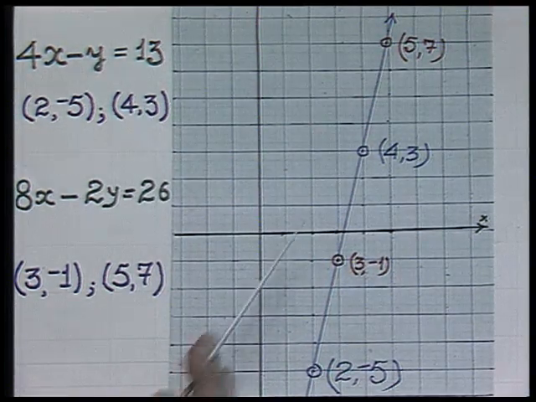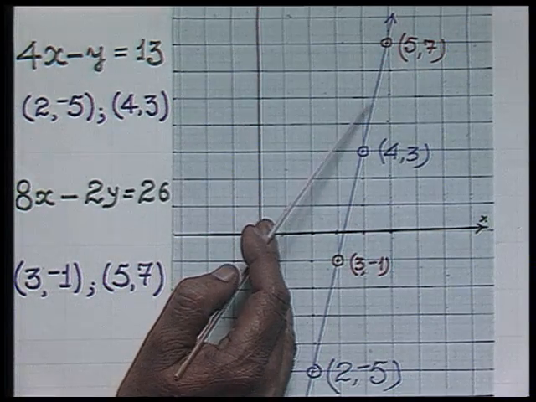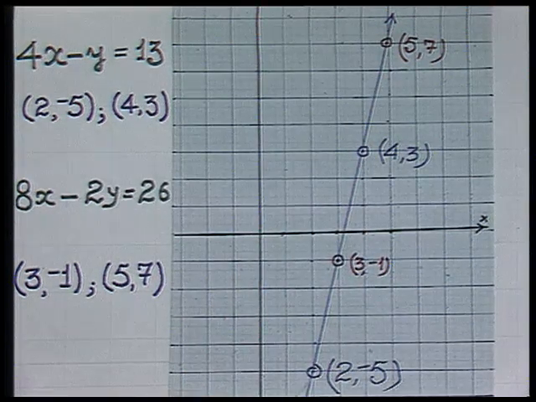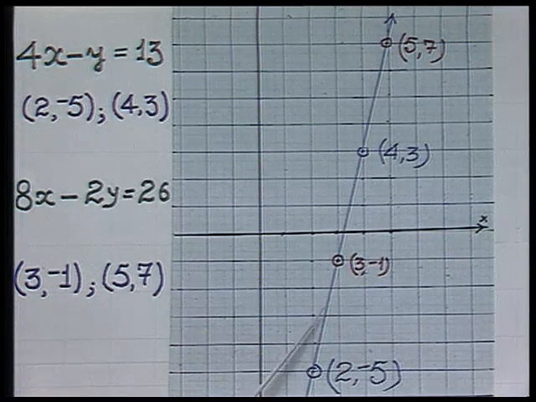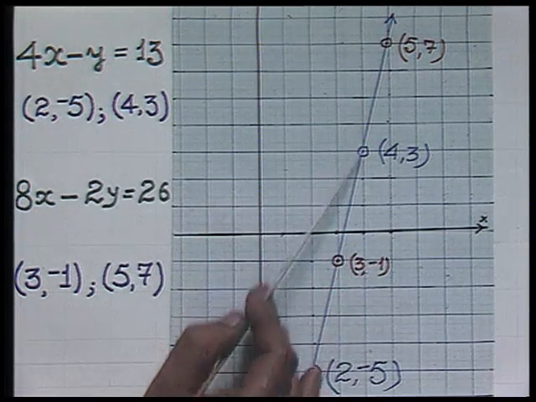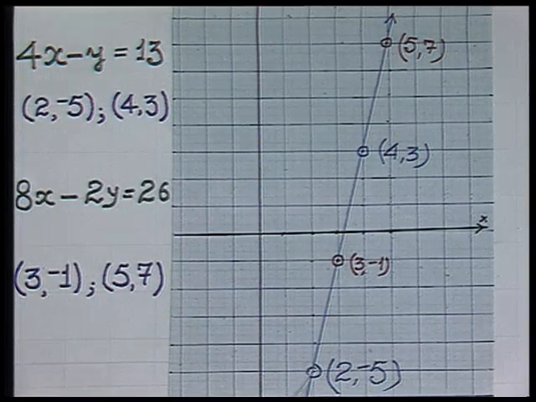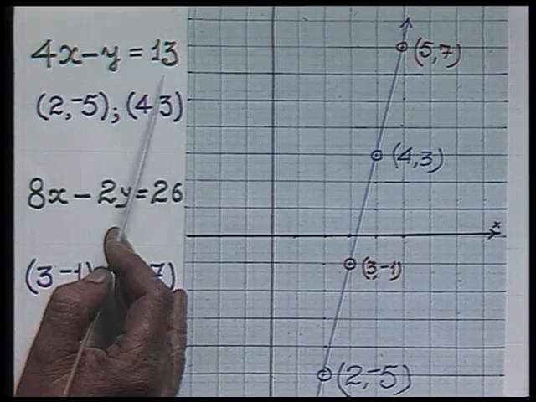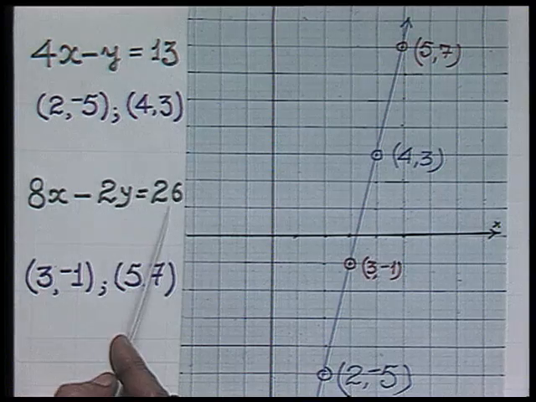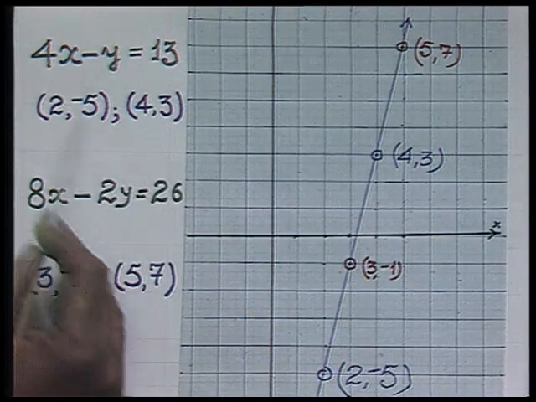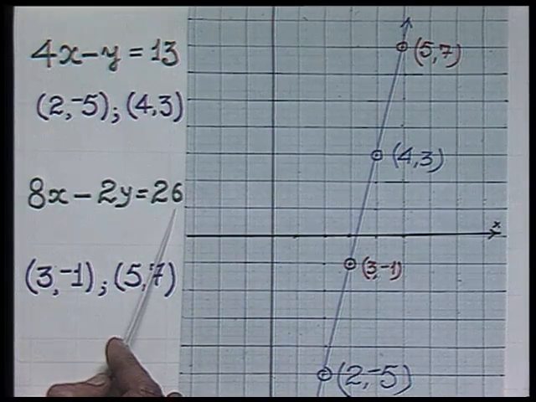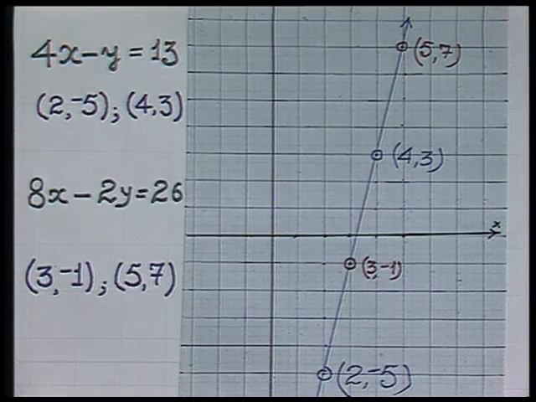So what can we say? In the previous case we saw the lines were intersecting, but here the two lines are just overlapping each other. So that means how many ordered pairs are there on this line? There are infinite ordered pairs, and all those ordered pairs will satisfy both the equations, that is 4x minus y equals 13 and 8x minus 2y equals 26. So this system has infinite solutions. So here we plotted the graph for two systems.